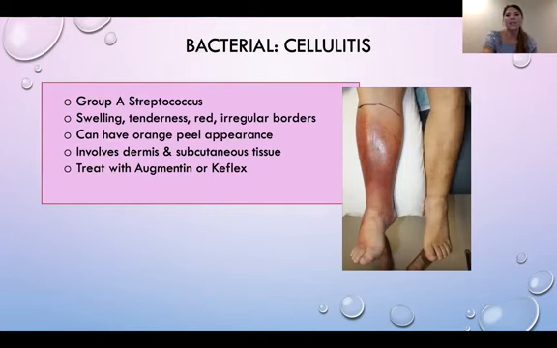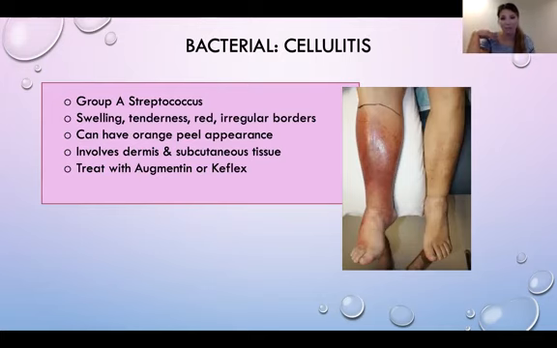And you can see in this picture, kind of talking about the irregular borders. So it's darker red in the middle, and then it just kind of fades out, and it's not differentiated really well, like a typical bacterial wound would be. So that's when we know we got the cellulitis going on. Also can have that orange peel appearance, like the little dots in the skin. So this does involve the dermis, but then also sub-Q tissue. So remember, impetigo just affects the epidermis. Superficial, this can go deeper than that.